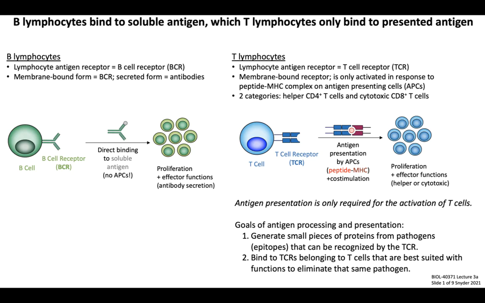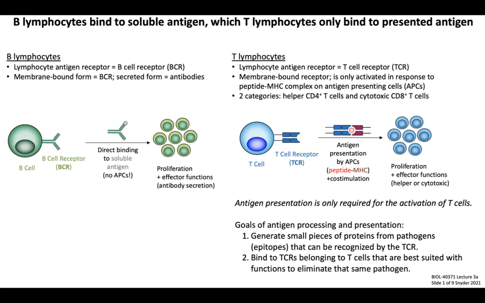Number two is to only bind to TCRs that are expressed by T cells that are best suited to eliminate that same pathogen. And by this, I'm referring to the fact that there are different types of T cells that are activated by different types of MHC molecules that are expressed by certain types of cells. And that these different categories of T cells deploy distinct effector mechanisms which promote pathogen clearance.